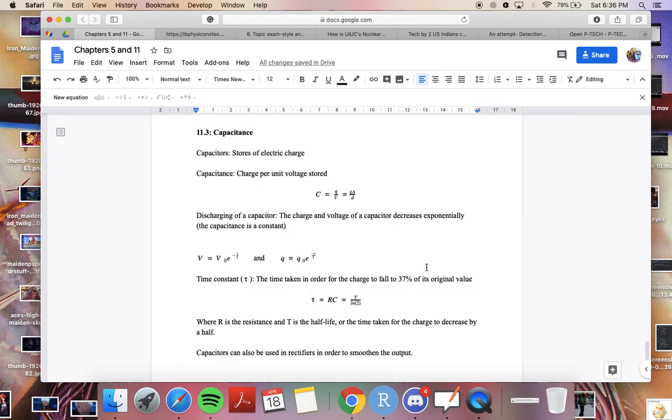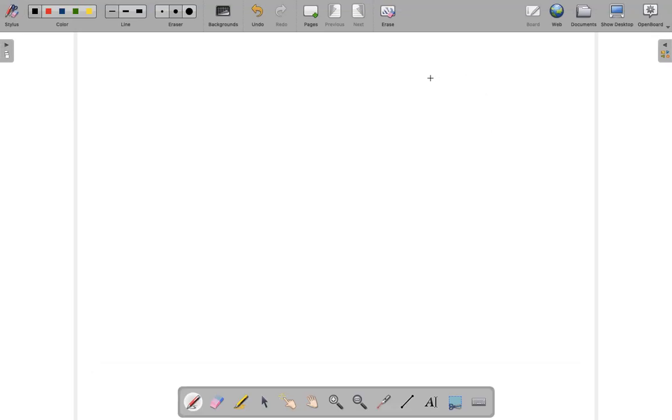So what is a capacitor? A capacitor is a device that stores electric charge. It usually consists of two plates parallelly placed to each other with a medium in between, sort of something like this. You have two plates, you have negative charge in one and positive charge in another, sort of like our two-plate electric field.